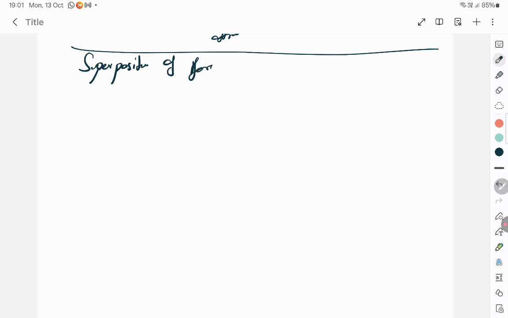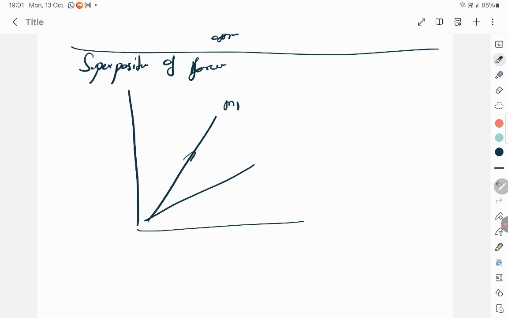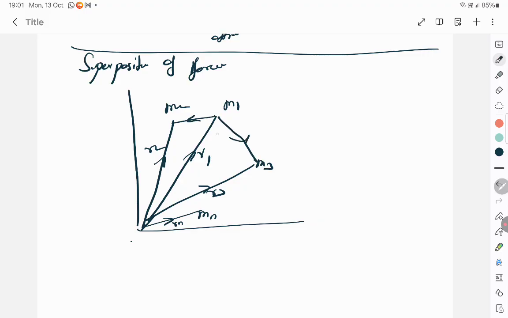Superposition of forces means, supposing you have a number of bodies, such as a body M1 at a position vector R1, a body M2 at a position vector R2 from the origin, a body M3 at a position vector R3, and a body Mn at a position vector Rn. The first body is going to be pulled by the second body, by the third body, and by the nth body. Like this, the first body is getting pulled by every body.